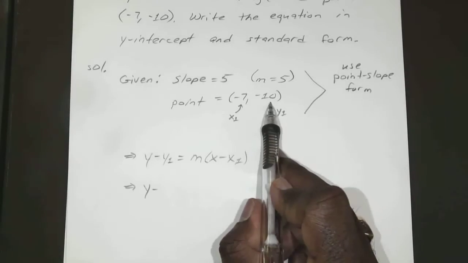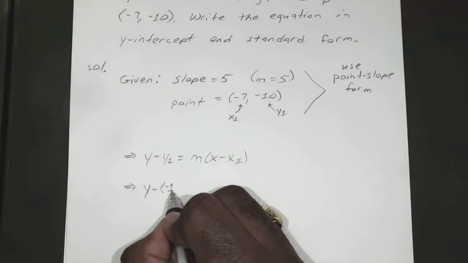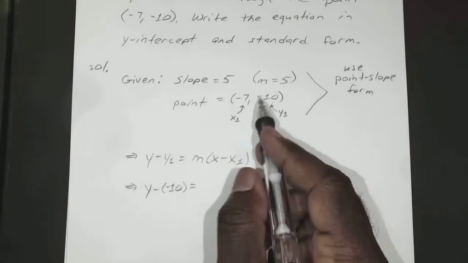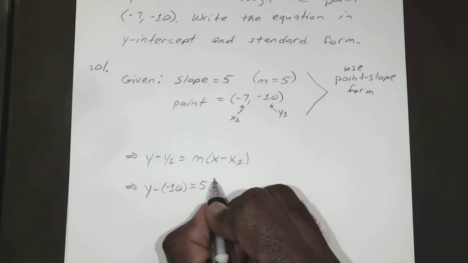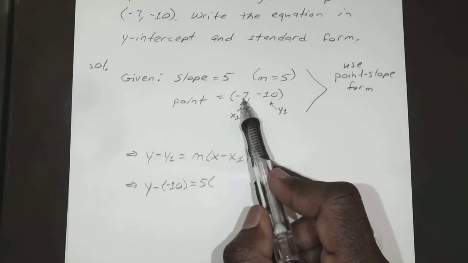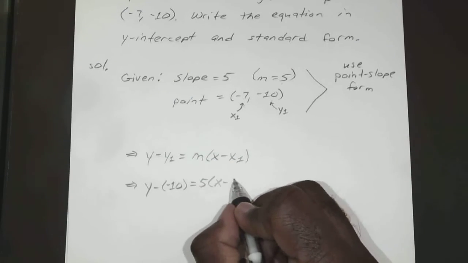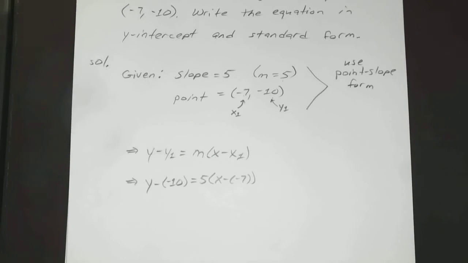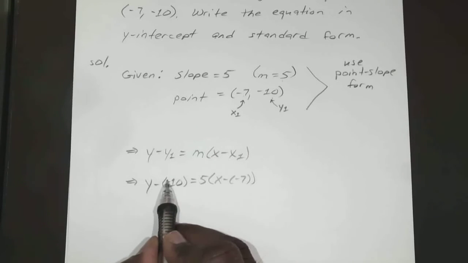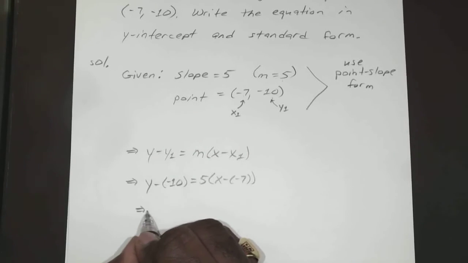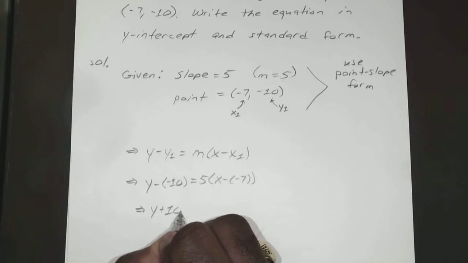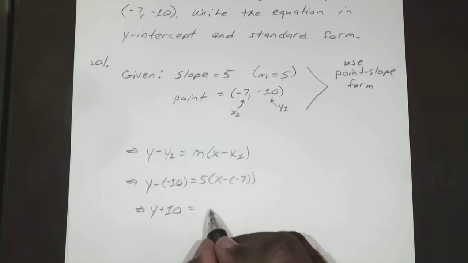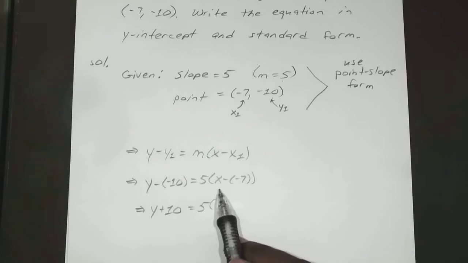So y minus -10 equals the slope times x minus -7. From there, we can simplify it a little bit. Minus -10 just becomes y plus 10 is equal to 5 times x minus -7, which is just x plus 7.